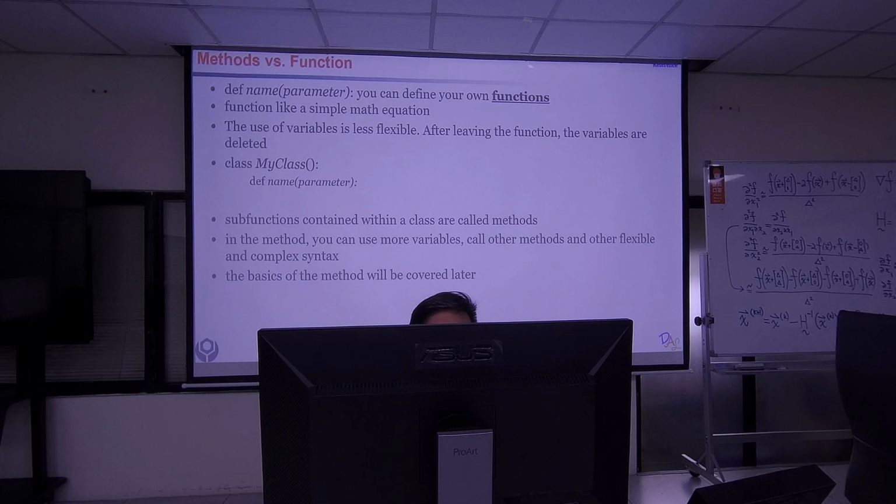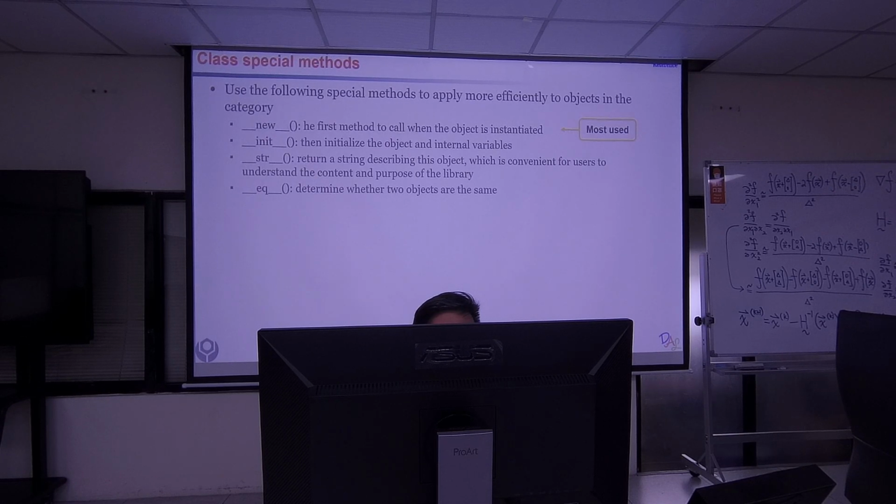Now, inside the class, there are some predefined function names or method names that have been defined by Python. So you cannot create your own function using those names. Those names are really weird. 2 underlines, new, and then 2 underlines. 2 underlines, initialization, and then 2 underlines. And then string, and for, this is for like, I think it's equal, right?